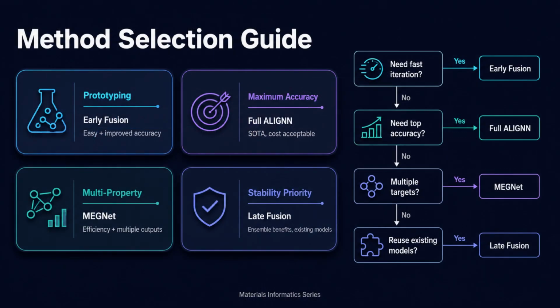For method selection, consider your use case. For prototyping, early fusion provides easy implementation with sufficient accuracy improvement. When maximum accuracy is required and computational cost is acceptable, use ALIGNN full version. For multiple property prediction with data efficiency focus, choose MegNet multitask. When stability and risk diversification are priorities, late fusion allows using existing models with ensemble benefits.